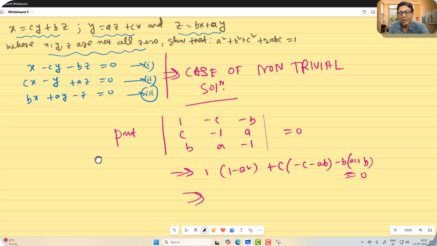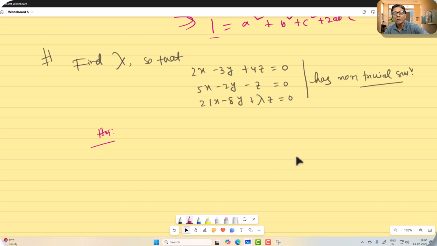This will imply that 1 is equal to, take every term on the right side other than 1: a square plus b square plus c square minus abc minus abc. So 2abc. Done, in a few steps only. For a non-trivial solution, you have to get the value of lambda, which means the coefficient determinant equals 0. If it is not equal to 0, there is a unique solution, and that is trivial.